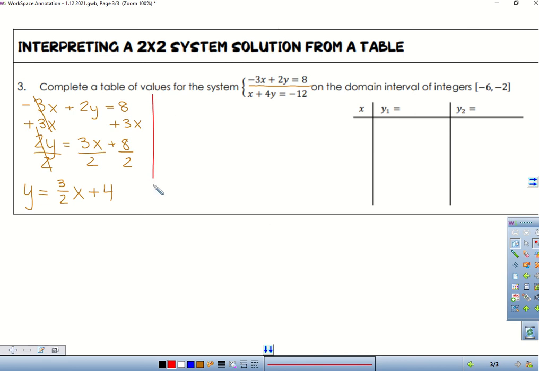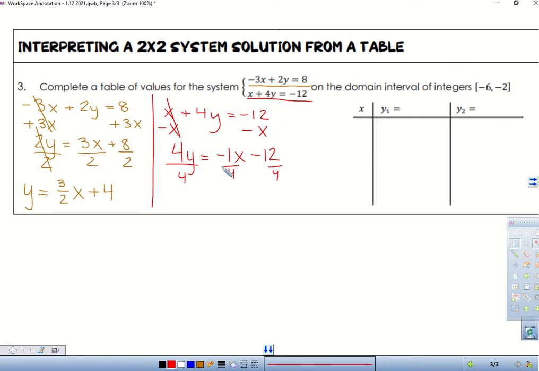Now I'm going to do the same thing with my second equation. That's going to be x plus 4y is equal to -12. I'm going to subtract x on both sides. That gives me 4y equals -x, which is the same thing as -1x, minus 12. And lastly, I divide by the 4. Y is equal to -1/4 x minus 3. So that's just rearranging, and these are basically my two equations.